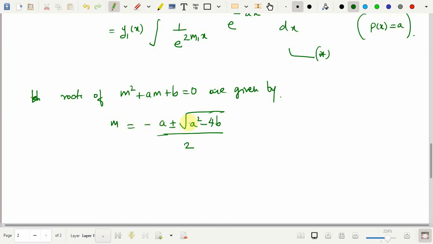So therefore a square minus 4b has to be equal to 0, and so m is equal to minus a by 2. In this case we are considering m to be equal to m1, so m1 is equal to minus a by 2, and from there you can find out the value of a in terms of m.